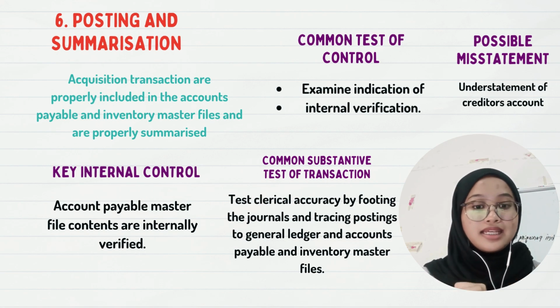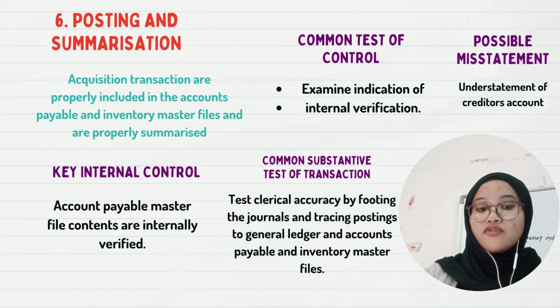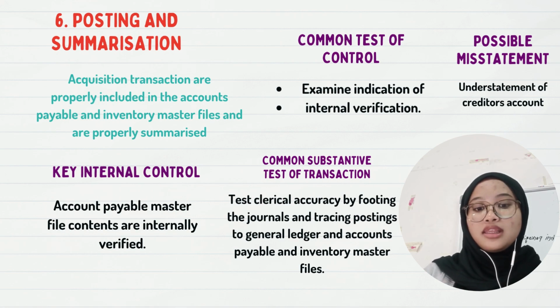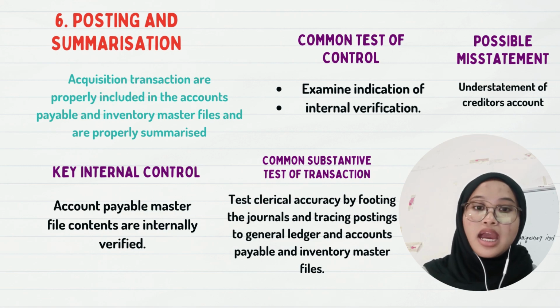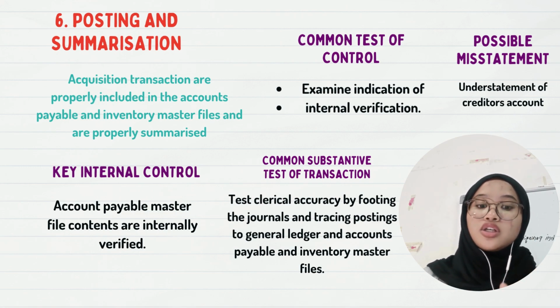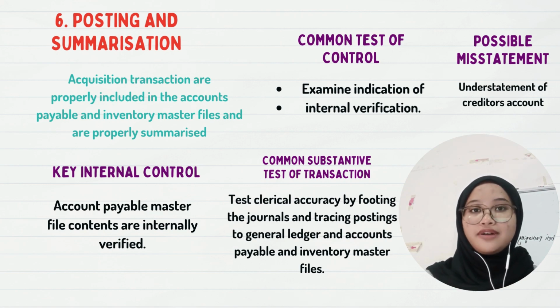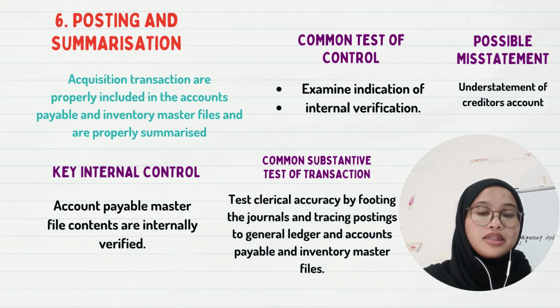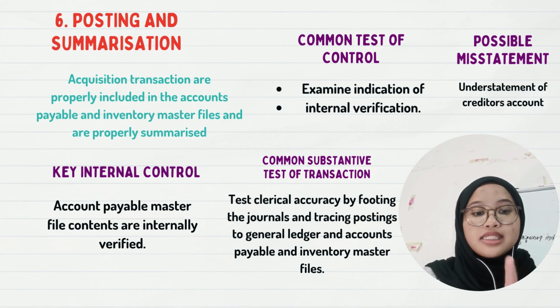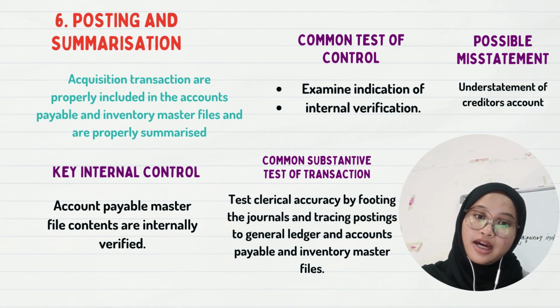So the second test is common substantive test of transaction. Test clerical accuracy by footing the journals and tracing postings to general ledger and accounts payable and inventory master files. So possible misstatements that could happen is understatements of creditors' accounts.